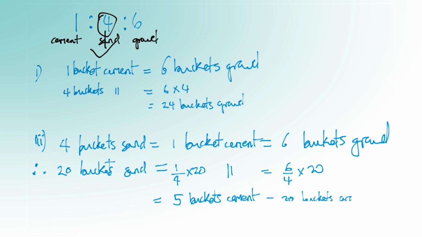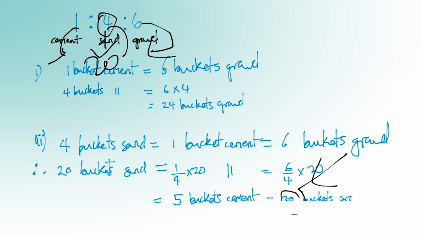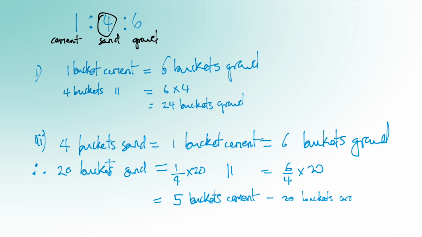And that kind of makes sense. Imagine if you have 4 buckets of sand and you raise this to 20 buckets of sand. You raise it by how much? 5 times. So it means you need 5 times this, which would be 5 cement, and 5 times this, which would be 30. Bam. So that is it for this little question 1 session.